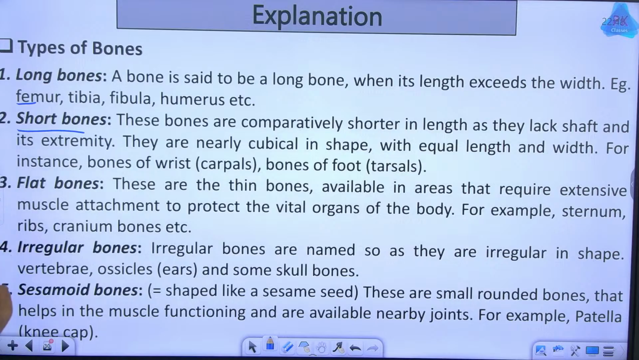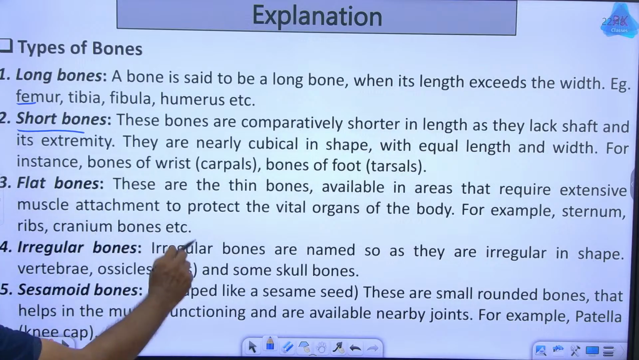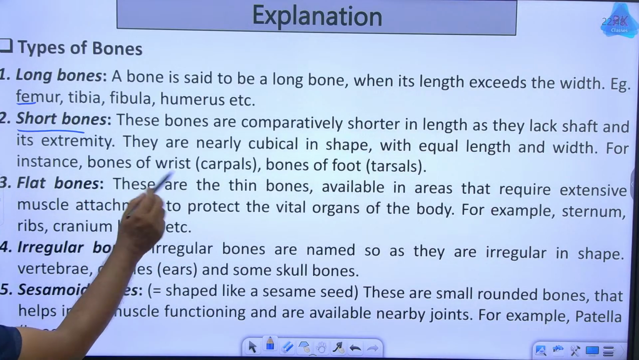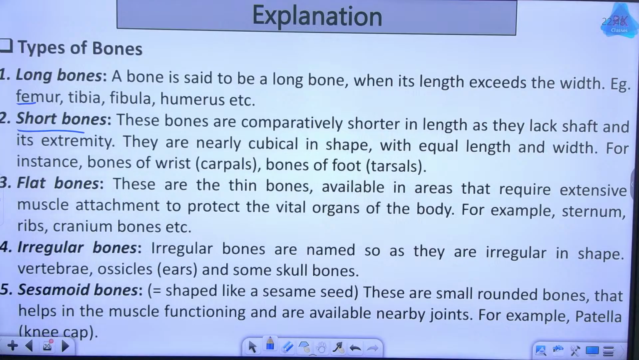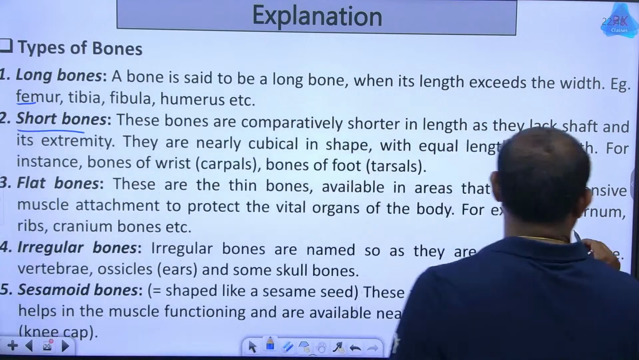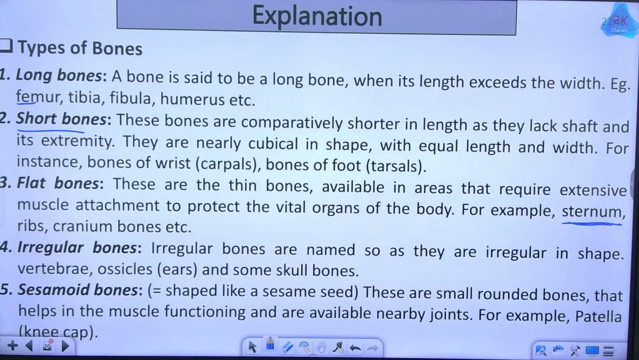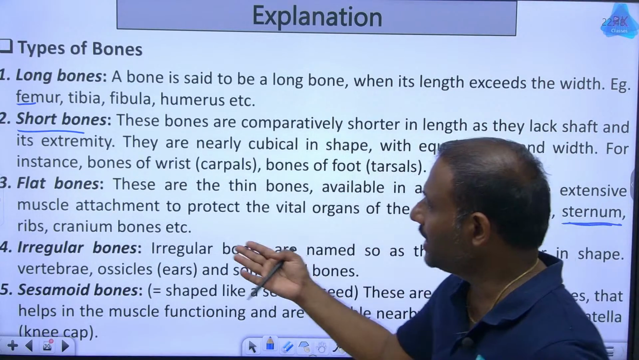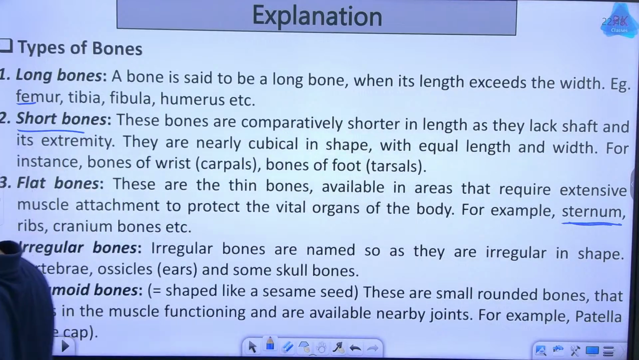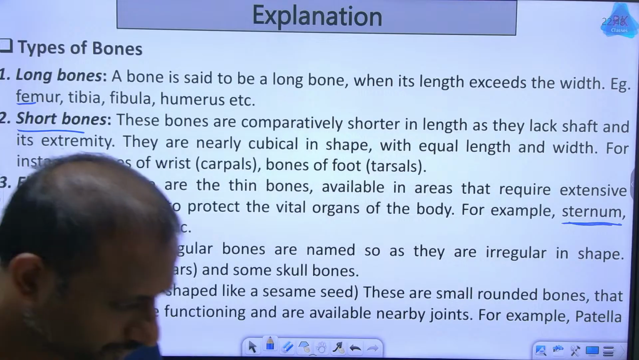Flat bones, these are the thin bones. So these bones will be available in areas that require extensive muscle attachment and protect the vital organs. Like what is given in the question now: sternum, ribs, cranial bones. So all of them are the flat bones.